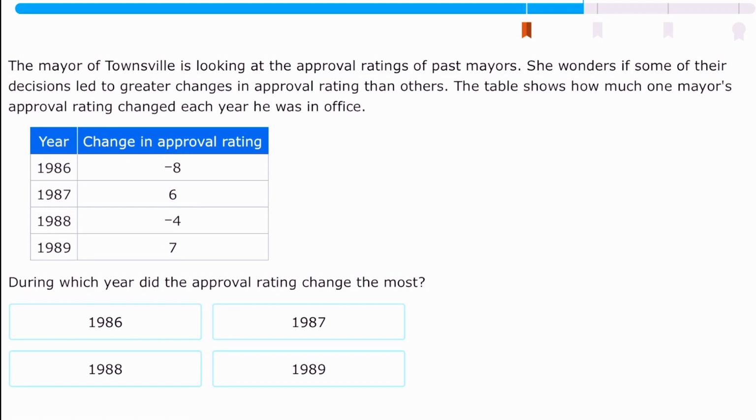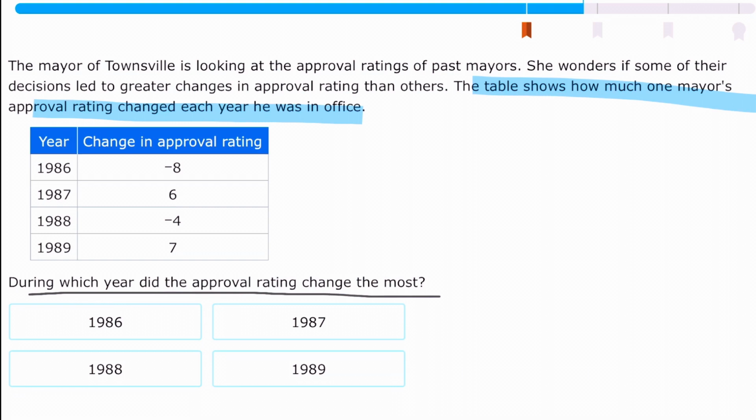Okay, now on to our next question. The mayor of Townsville is looking at the approval ratings of past mayors. She wonders if some of their decisions led to greater changes in approval rating than others. The table shows how much one mayor's approval rating changed each year he was in office. During which year did the approval rating change the most? Okay, so I'm going to highlight this, which talks about my chart, and I will highlight the question.